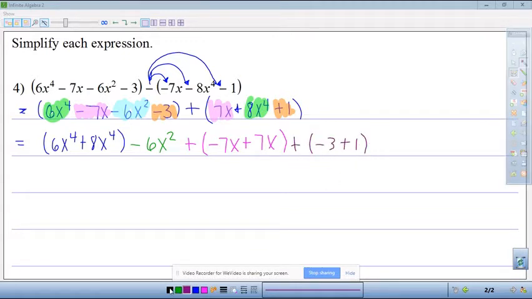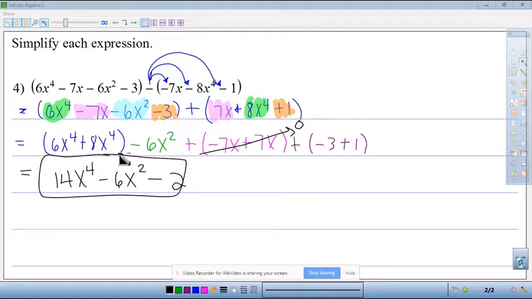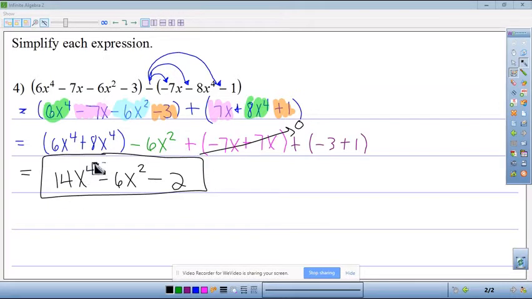And so now I just combine my like terms. So 6x to the fourth plus 8x to the fourth is 14x to the fourth. The negative 6x squared comes down. Negative 7x plus 7x, that's just 0, so it goes away. Negative 3 plus 1, that's negative 2. So my final polynomial ends up being a 4th degree polynomial, because my biggest exponent's 4, with a leading coefficient of 14. Notice all my answers are being left in standard form, from biggest exponent down to the smallest.